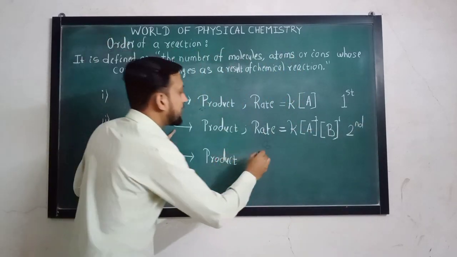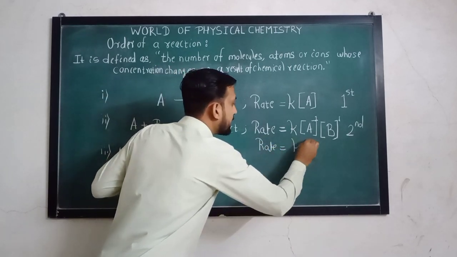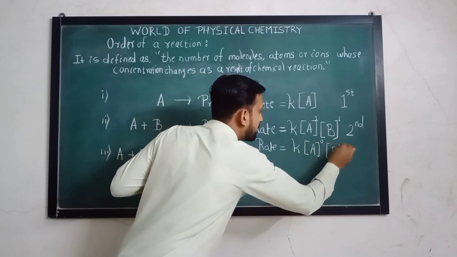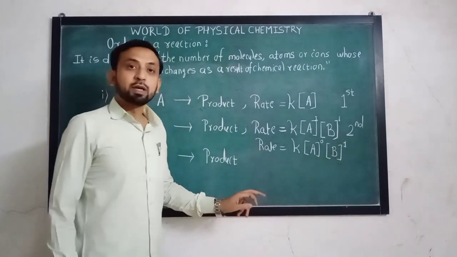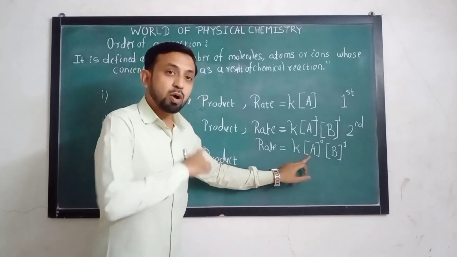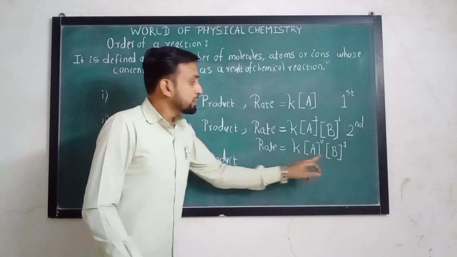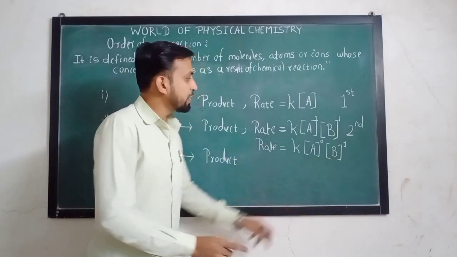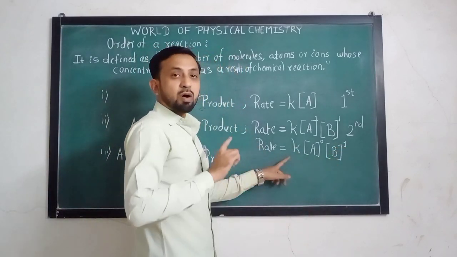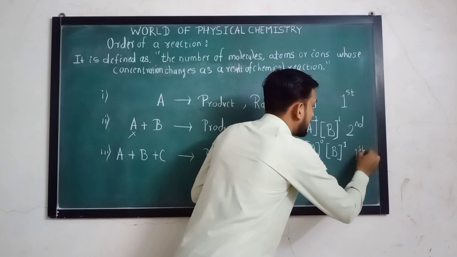But if experimentally we find that for this reaction rate is equal to K into concentration of A raised to 0 into concentration of B raised to 1, then the order of reaction is 0 with respect to reactant A, that is, throughout the chemical reaction there is no change in concentration of A, while an appreciable change is observed for reactant B. Therefore the order is first with respect to B, and the overall order of reaction is 0 plus 1, it is first order.